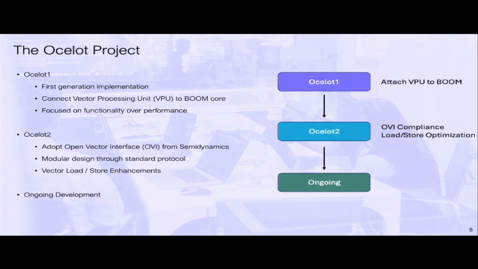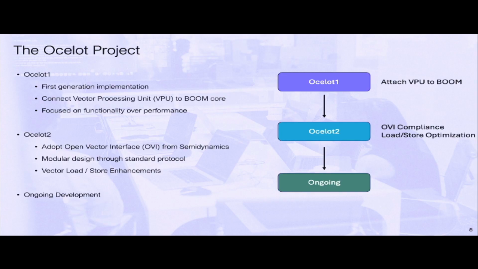That brings us to Ocelot 2, which is the generation I worked on during my internship. In Ocelot 2, we adopted the Open Vector Interface, OVI, as the communication layer between the scalar core and the VPU. The OVI is an open source interface standard originally developed by Semidynamics that defines a clean, decoupled protocol for how a processor core and a vector unit can talk to each other. This shift to OVI was a major architectural improvement.